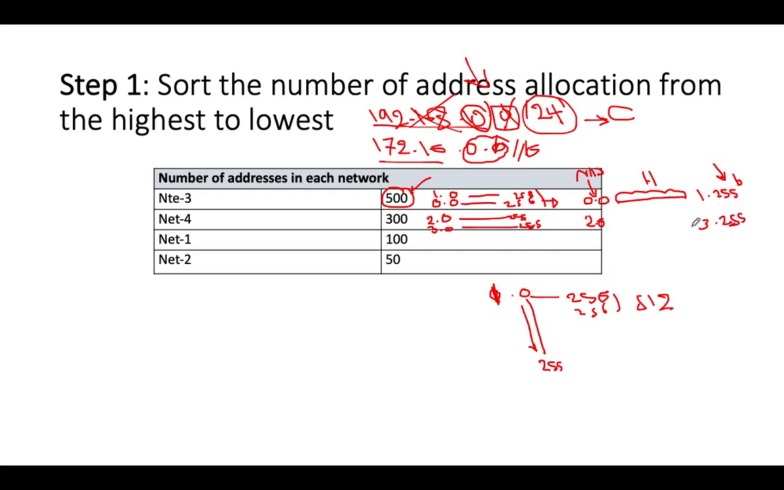Where is my host? Here it is. Between those ones, any number you like between 2.1 until 3.254. Finish with that? Yes. Let's go.